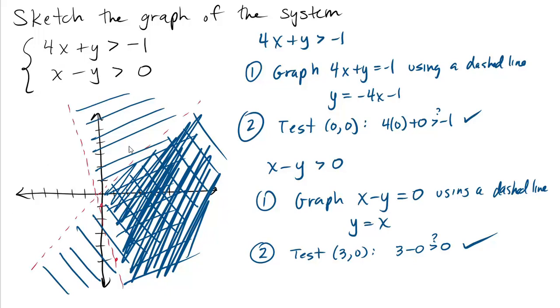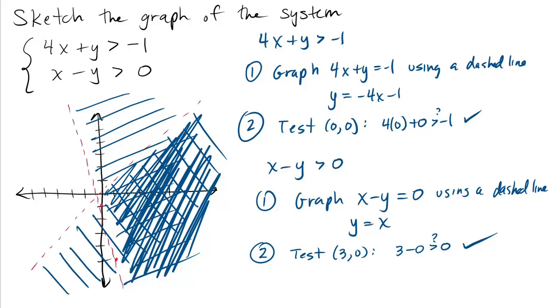The points in this region kind of at the top work in the first inequality, but not in the second. Like you can see 0, 5. 0, 5 makes the first inequality true, but 0 minus 5 is not greater than 0, so it makes the second inequality false. These at the bottom make the second one true, but not the first one true. And the ones that we've shaded in darkest make both true. And those are the ones we're interested in. That's considered to be the solution to the system.